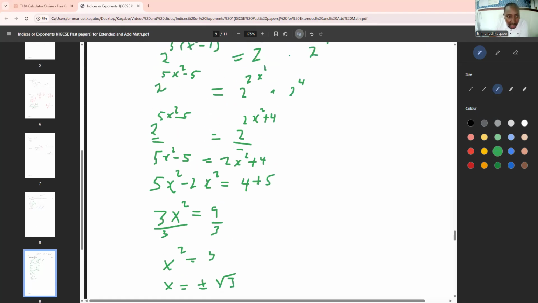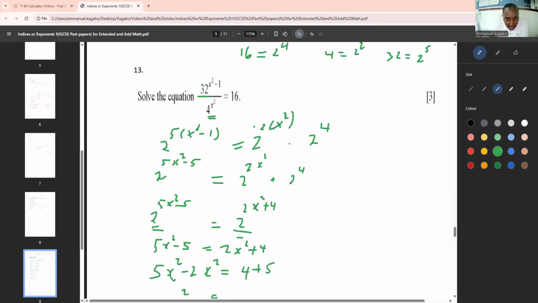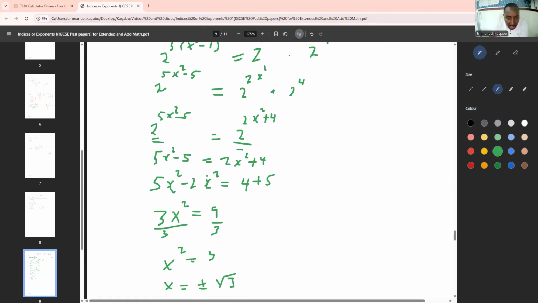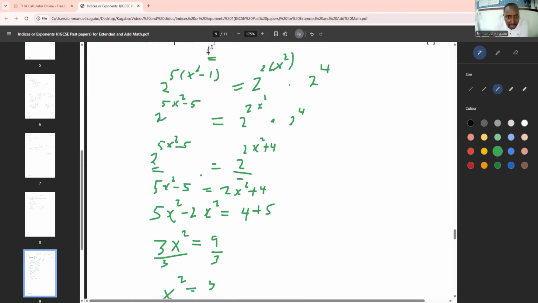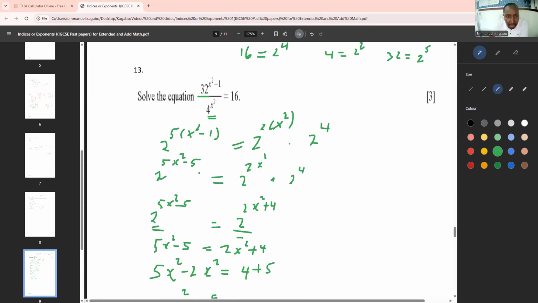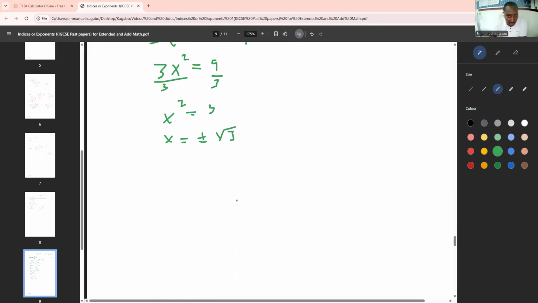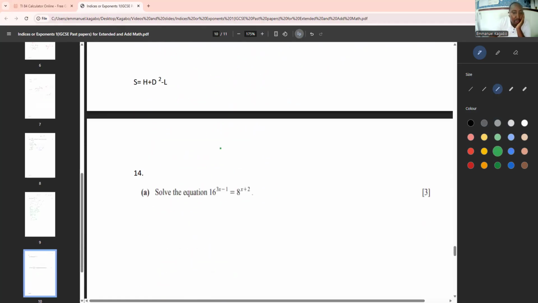You can check if I didn't make any mistake, but most likely the working should be okay. Good question. You can do it by yourselves and check. I'm just checking if I didn't make any mistake. 5, yes, is okay. Then this is 2x squared. This will be plus 4. Yes, you check. Let me know in the comment.